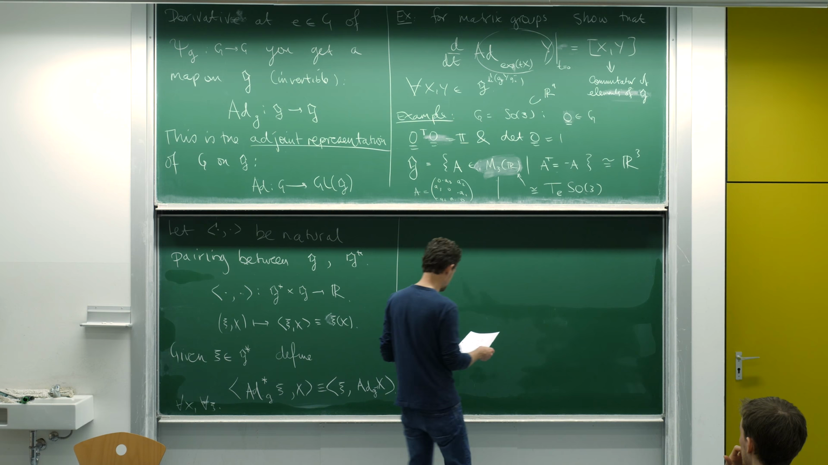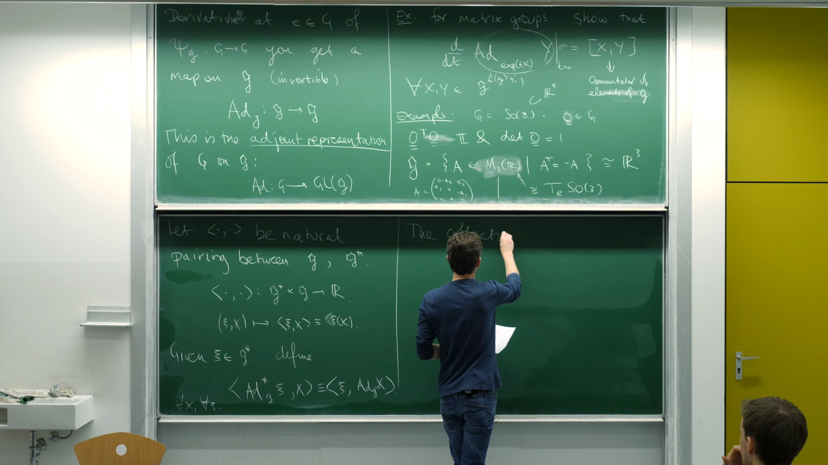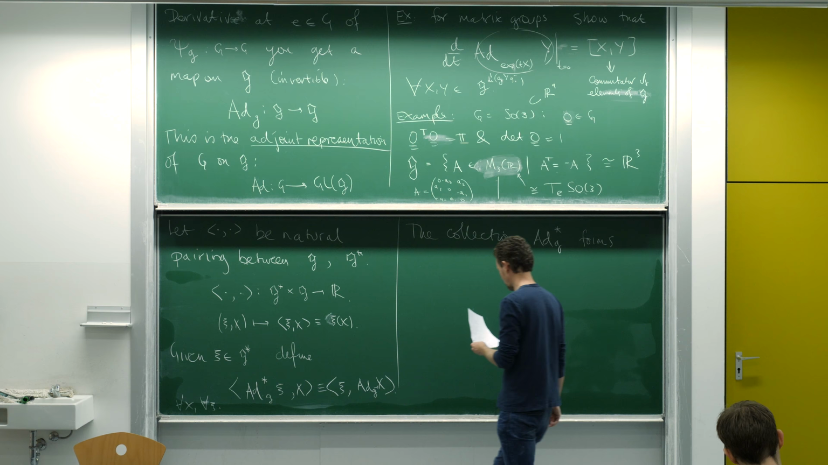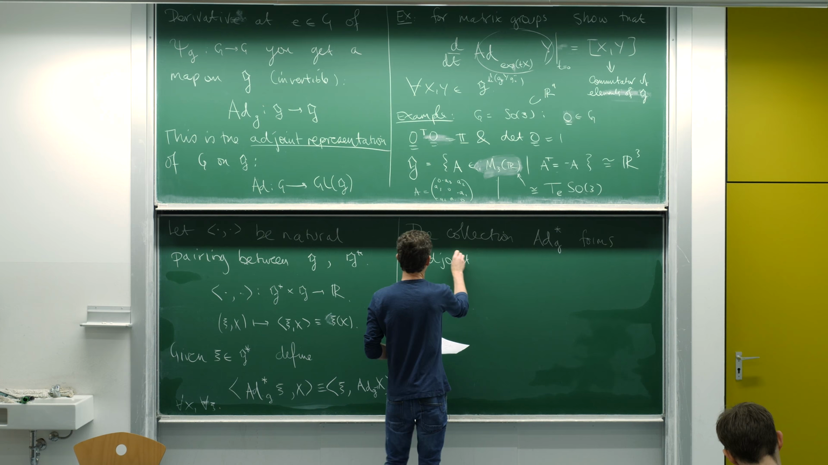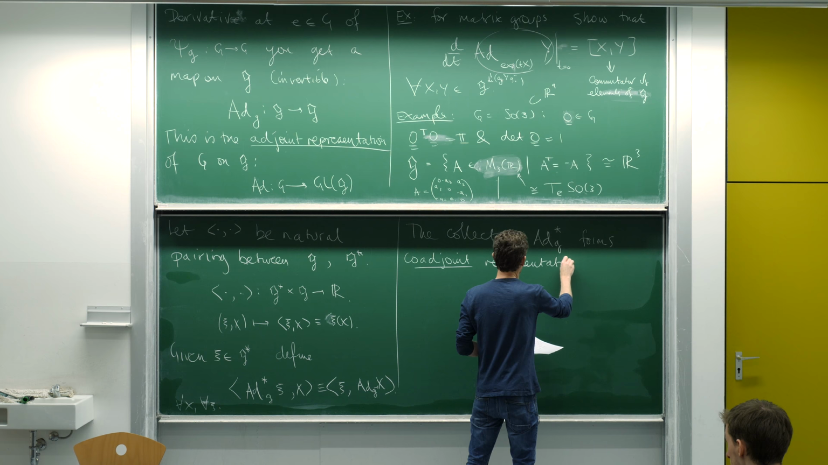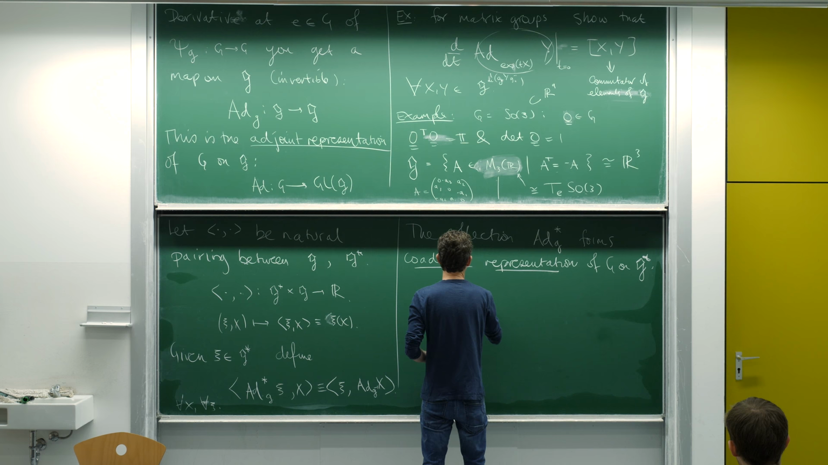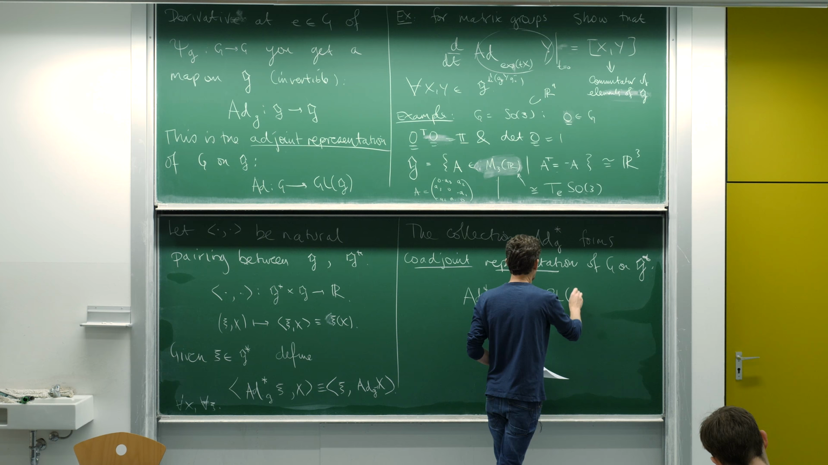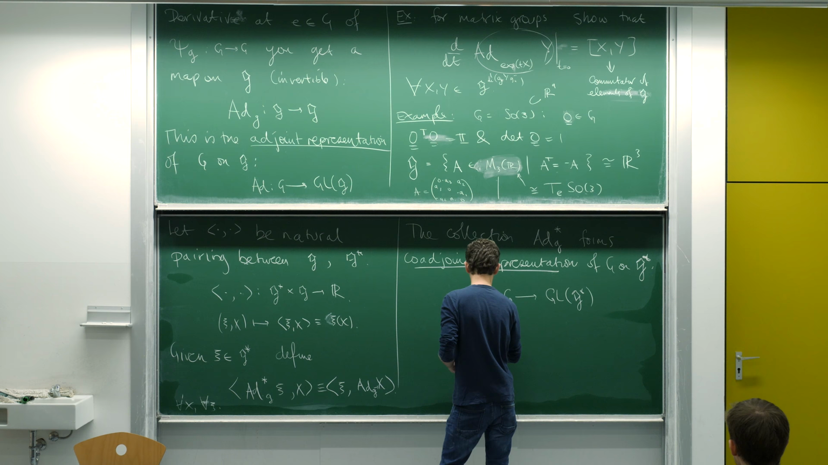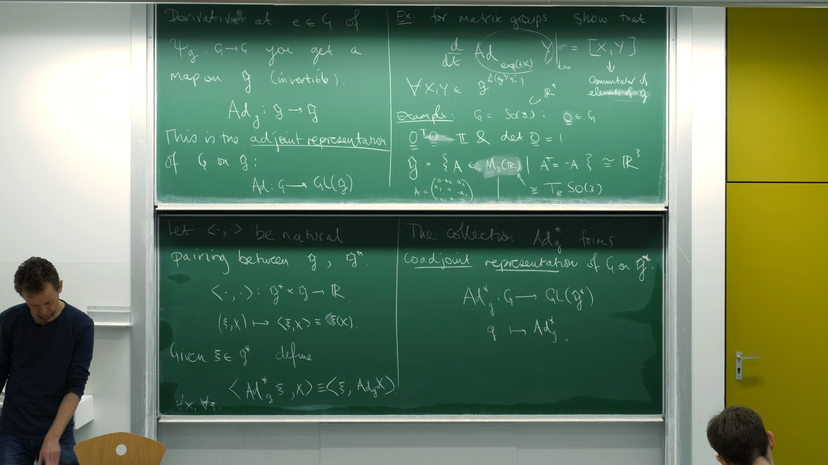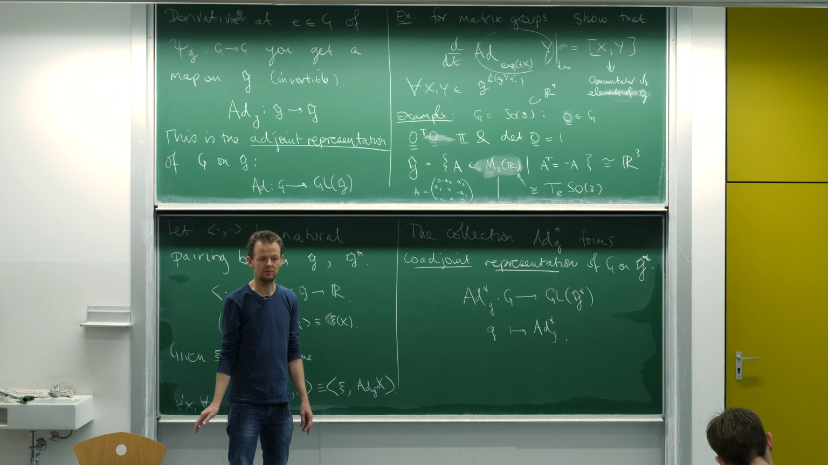And we give this thing a name. So this collection of maps Ad G star forms also a representation of the Lie group. It's called the coadjoint representation. I've said the word representation two or three times now. Is it a representation? You have to actually show that.